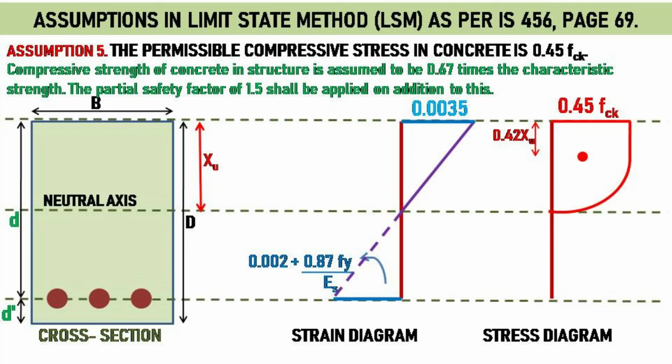This stress diagram is also given in the code IS 456, page 69. By mirroring this diagram and rotating it by 90 degrees, we get our stress diagram. The center of force lies at a distance of 0.42 xu from the extreme top fiber. So, the final stress diagram for concrete in compression is shown here.